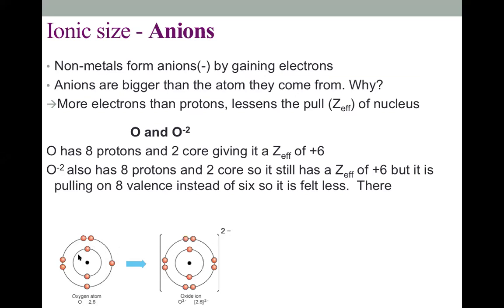But it still has 2 shielding electrons. That never changed. All it did was fill up its second shell. Its first shell still has 2 core electrons that are doing shielding. And so our ZF is still going to be +6 for both of these: 8 protons minus 2 core. So the reason this is a little bit bigger is that in oxygen, you have the 8 protons pulling on only 8 electrons total, or a total of 6 valence electrons.